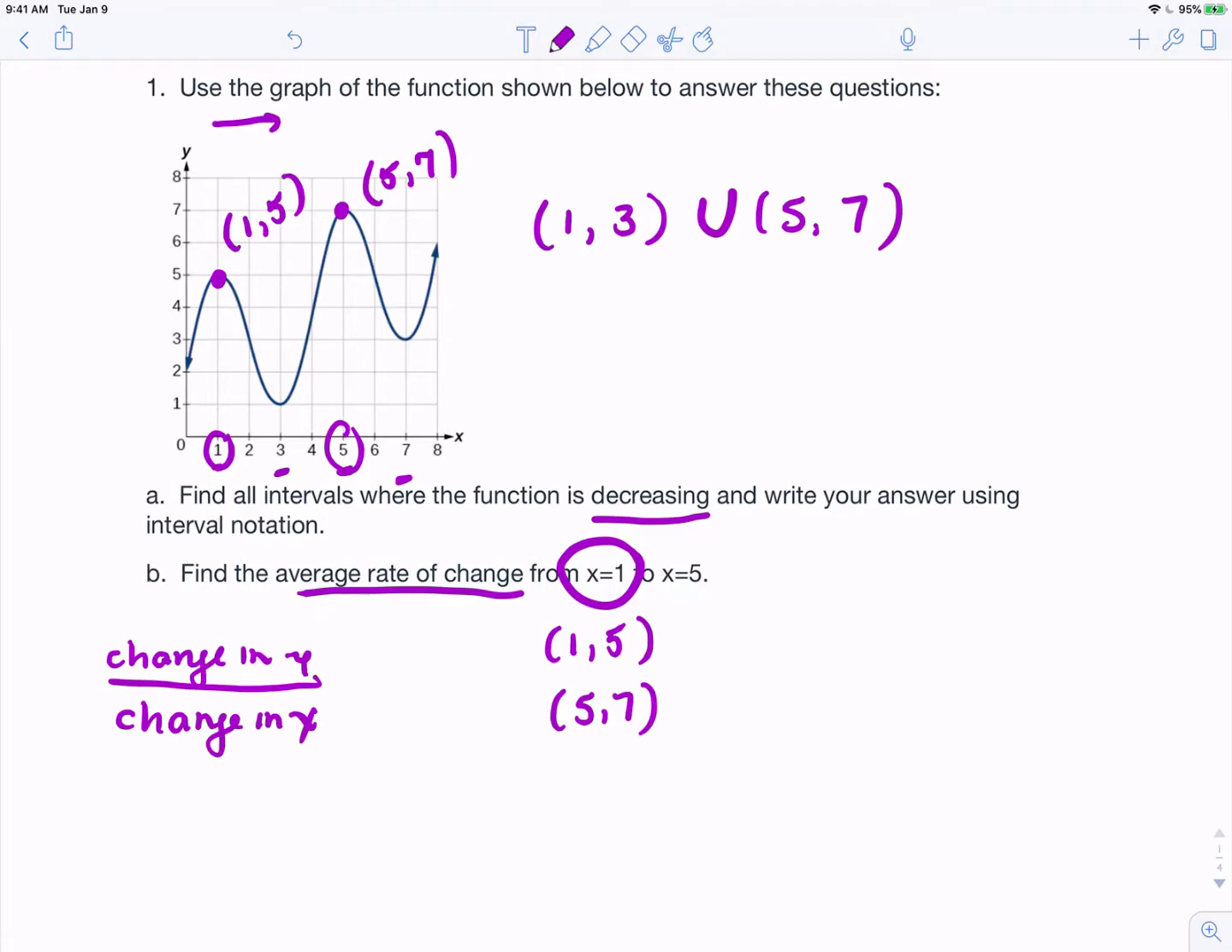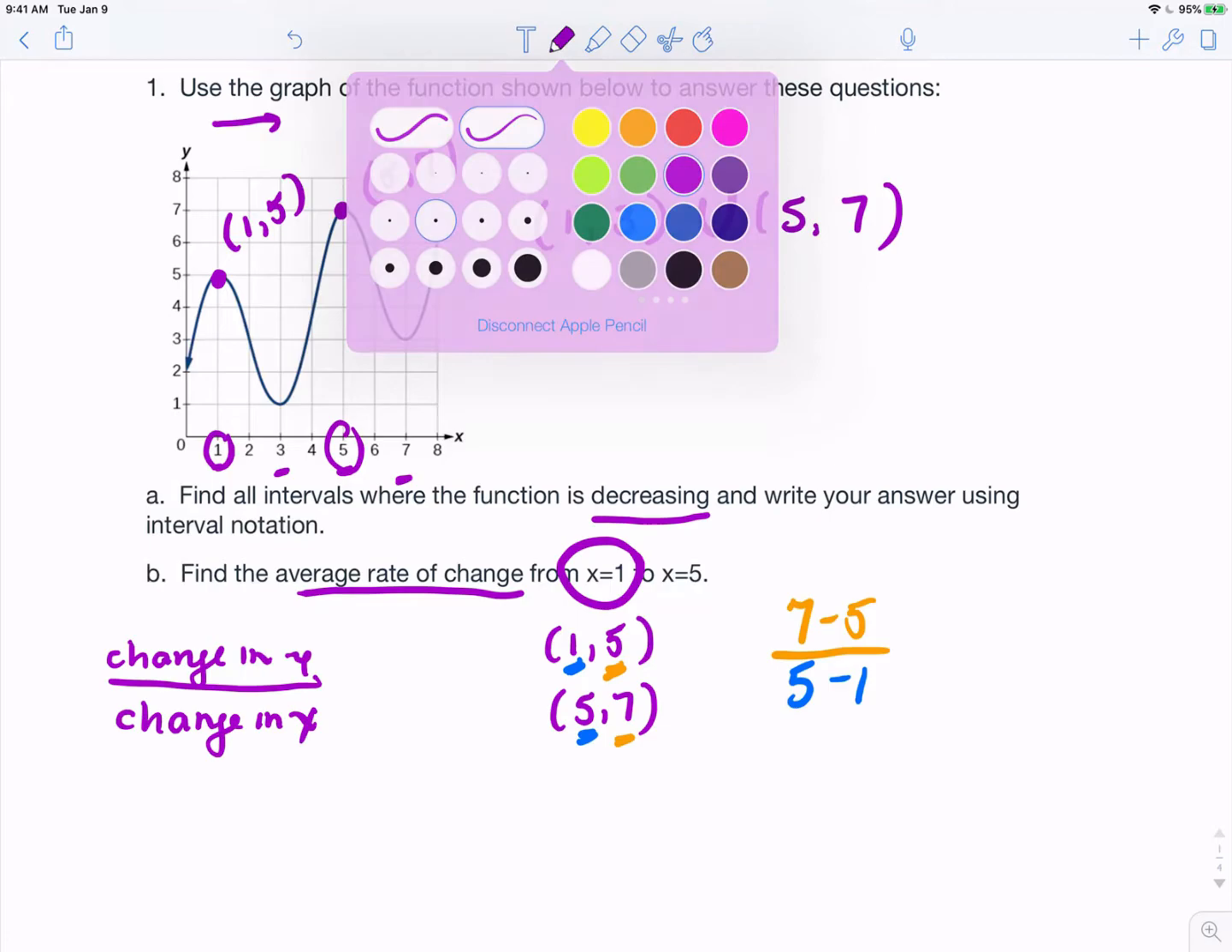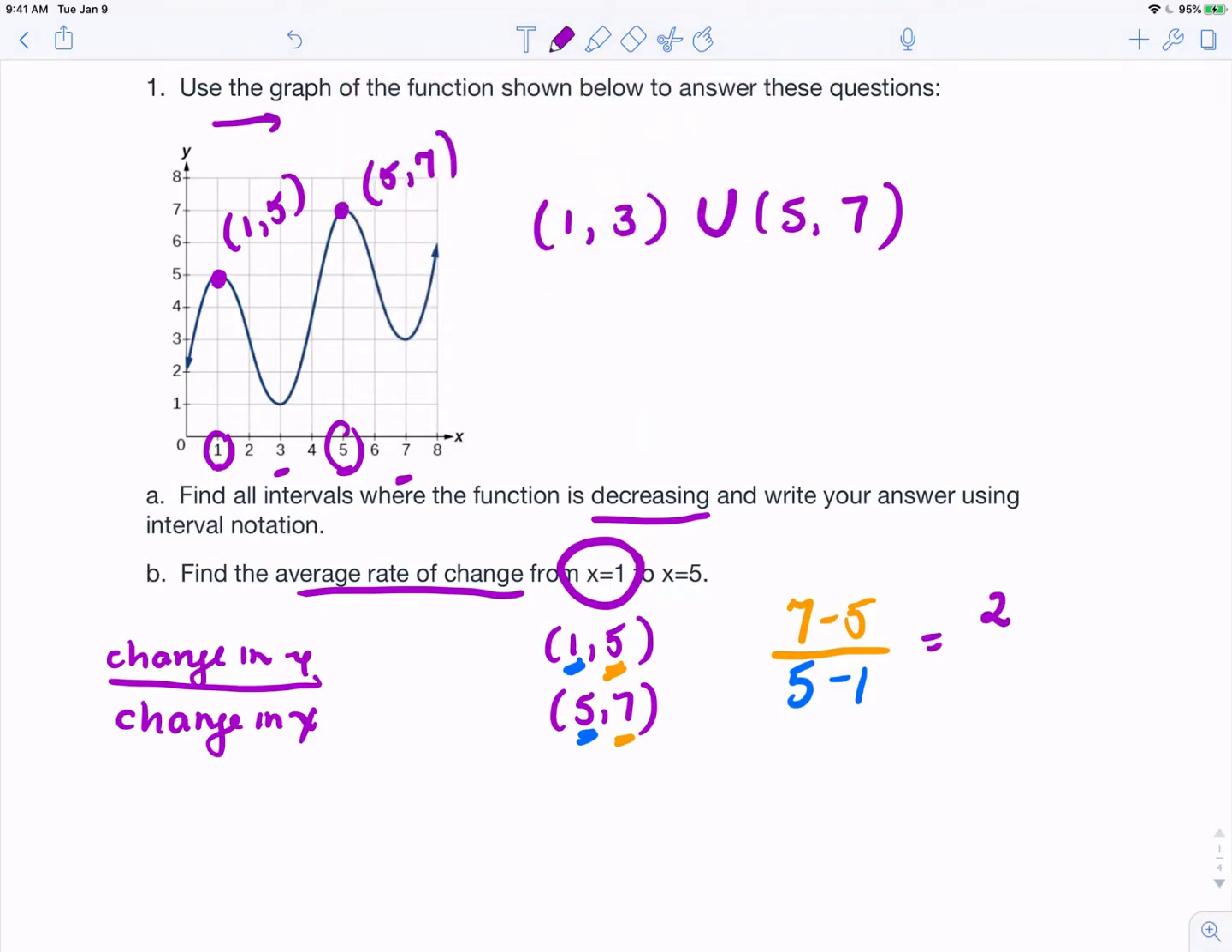So the average rate of change, remember, is just another word for the slope. It's the change in the y variable. So we're going to have 7 minus 5 divided by the change in the x variable. And so we're going to have 5 minus 1. So that's going to give us an average rate of change of 2 over 4, or you could write that as 1/2. You don't have to reduce it. You can leave it as 2/4 if you'd rather.